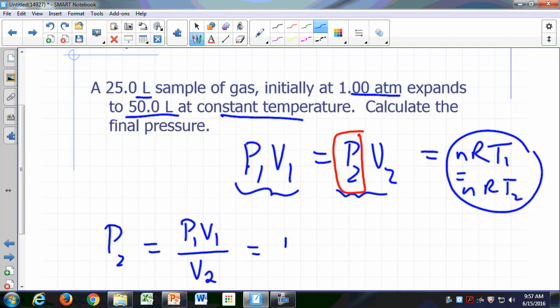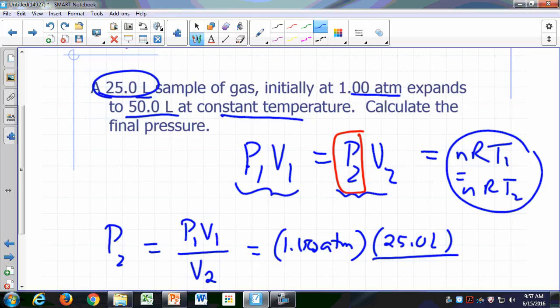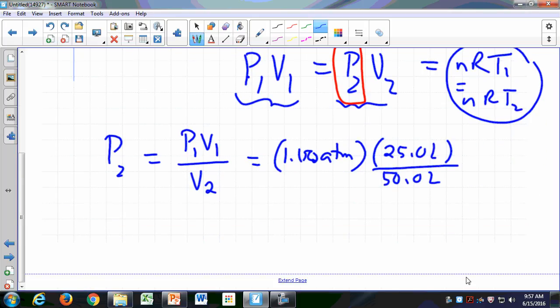So P1 is 1 atmosphere. V1, our initial volume, is 25 liters. And our final volume is 50 liters. And so that gives us 1 times 25 over 50, which is 0.500. I have 3 sig figs in each value, so I need 3 sig figs in my answer. Liters cancel out, and my unit would be, of course, atmosphere. So that's your final pressure.